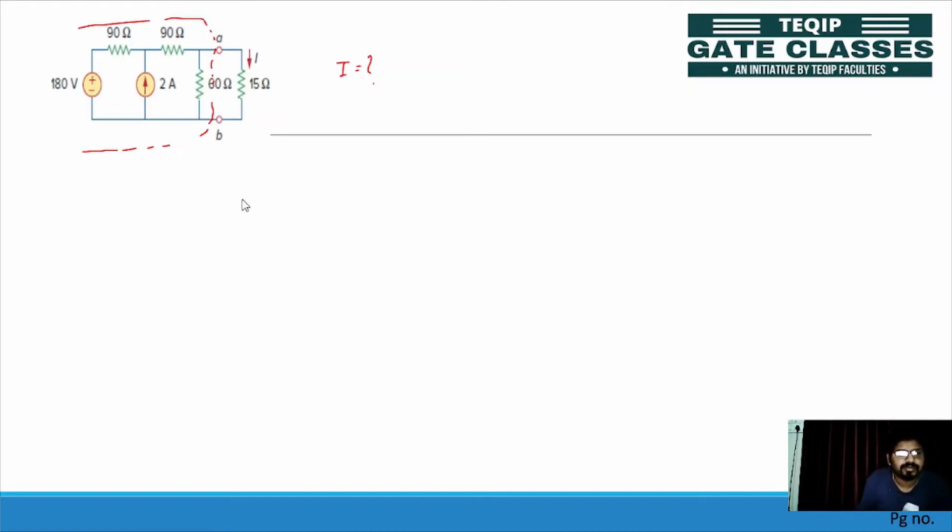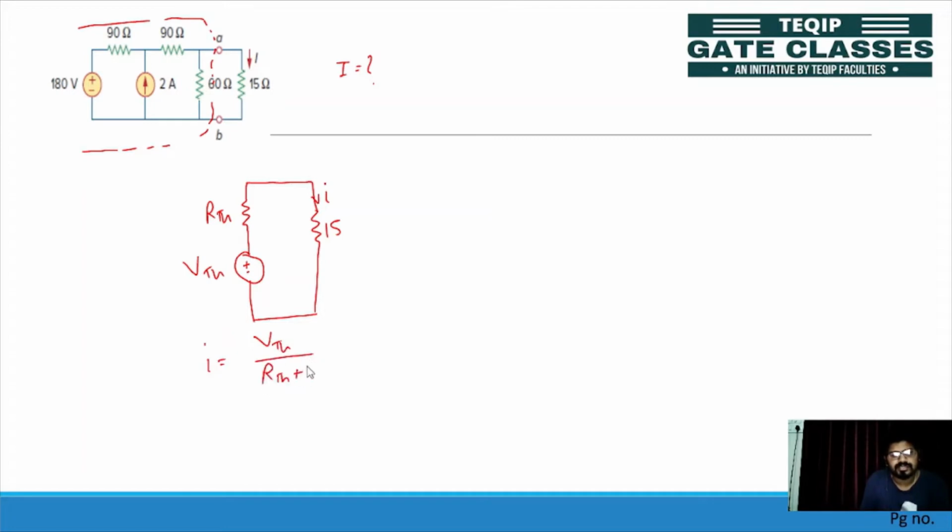So what is Thevenin equivalent? A voltage source with series resistance, VTH and RTH. Then we'll connect our load, that is 15 ohm, where we have to find the current. Then our current will be I is equal to simply VTH divided by RTH plus 15. Now our concern is VTH and RTH.